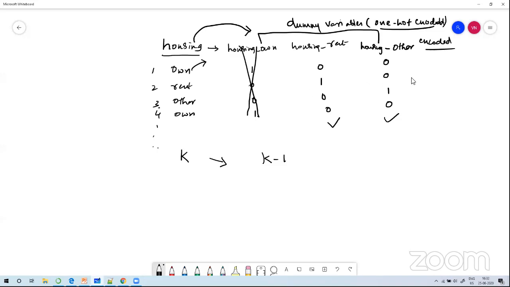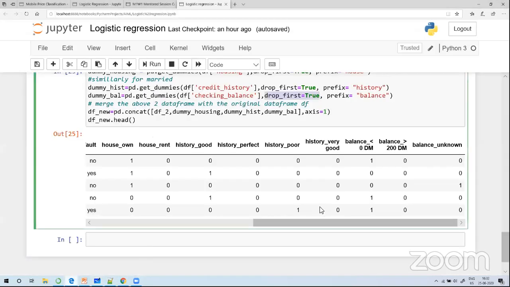These columns should be independent from each other. But if you have all the 3, they are not meeting that criteria of independence. Now, if you know that this column is 1, others are zeros. If you know that these 2 are zeros, you obviously know that this one is 1. So they are not really independent from each other. So to avoid that situation, we would always use k minus 1 levels as dummy variables when we have k levels in the data. And that's the reason we got only 2: house_own, house_rent.